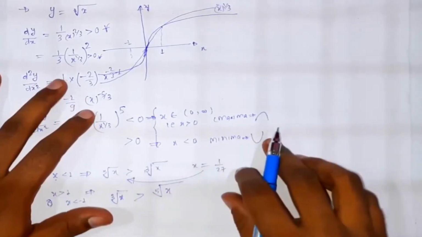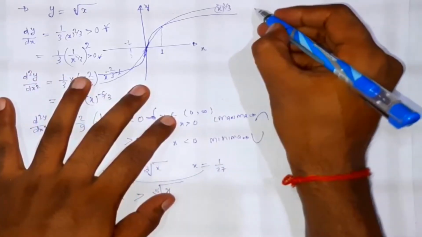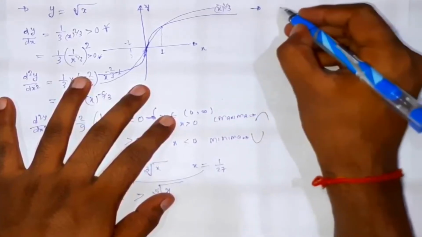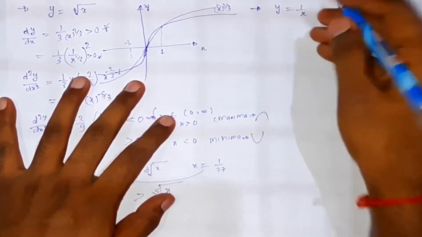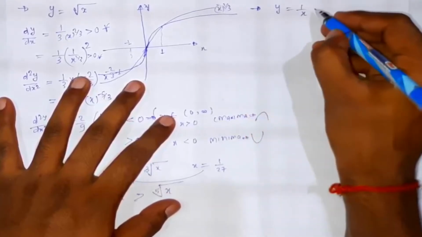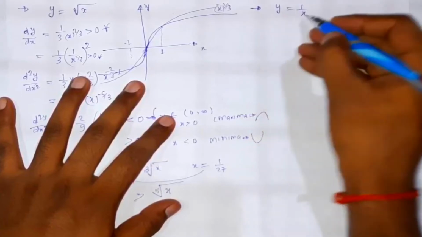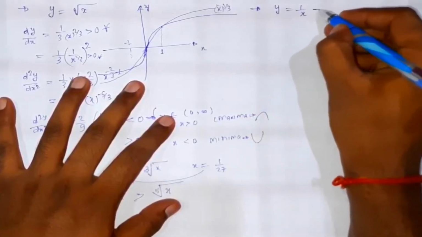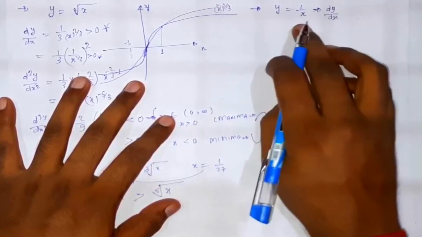So I have told you these things. Now I would like to tell you one more graph, that is the rectangular parabola, y is equal to 1 by x. This we can say is an inverse function. Now we need to draw this graph. Okay, so again we will check whether this is positive or negative, whether it is increasing or decreasing.